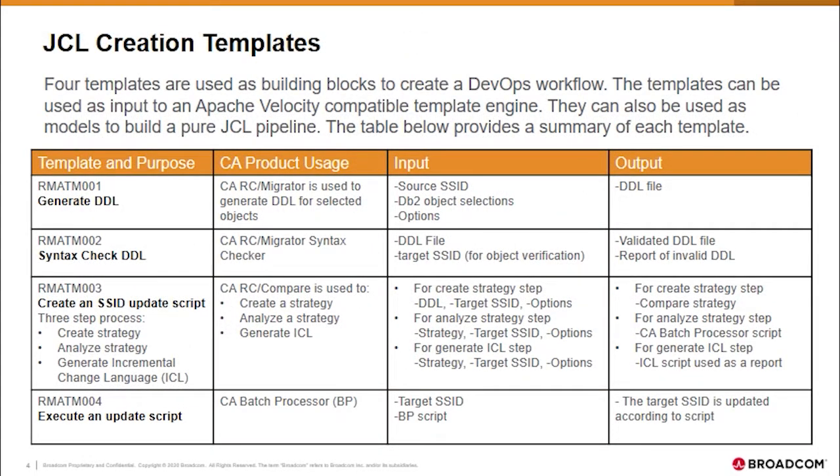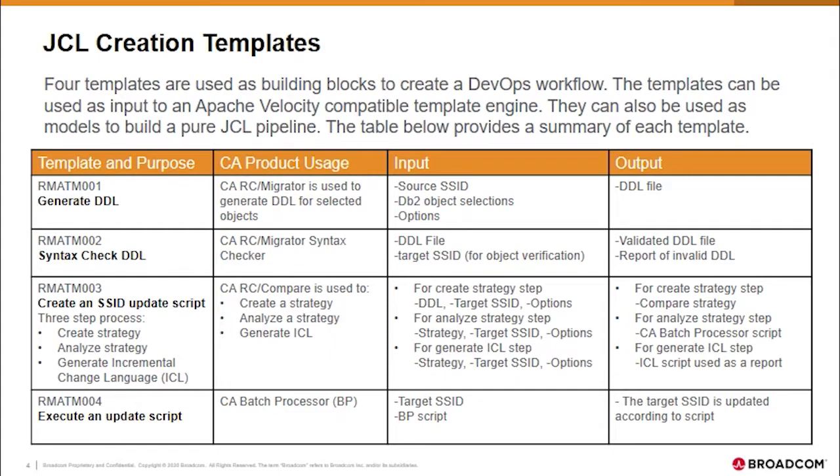Let's begin with the JCL templates that are delivered in the PTF. The templates are building blocks used to create a DevOps workflow. They are designed to be used with an Apache Velocity compatible template engine, but for our purposes, they serve as JCL models used to create a JCL-based workflow. The table shown describes each of the templates, including their inputs, outputs, and the Broadcom CA products used.